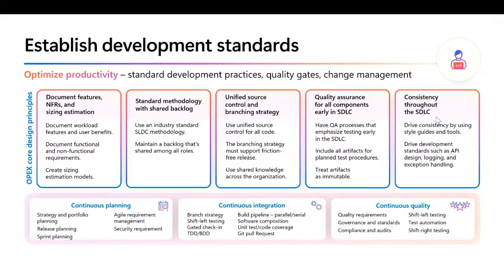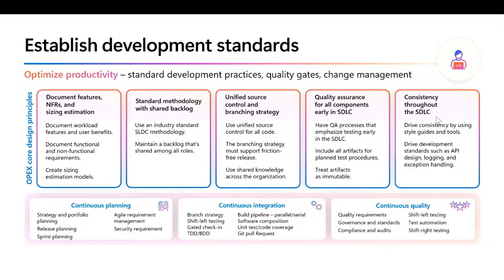Sharing knowledge across the organization is key to achieving this. Quality assurance should be integrated early in your SDLC. Our QA processes should emphasize testing early on, including all artifacts for planned test procedures and treating these artifacts as immutable. Consistency throughout the SDLC is another important aspect. We should drive consistency by using style guides and tools and by adhering to development standards, such as API design, logging, and exception handling.